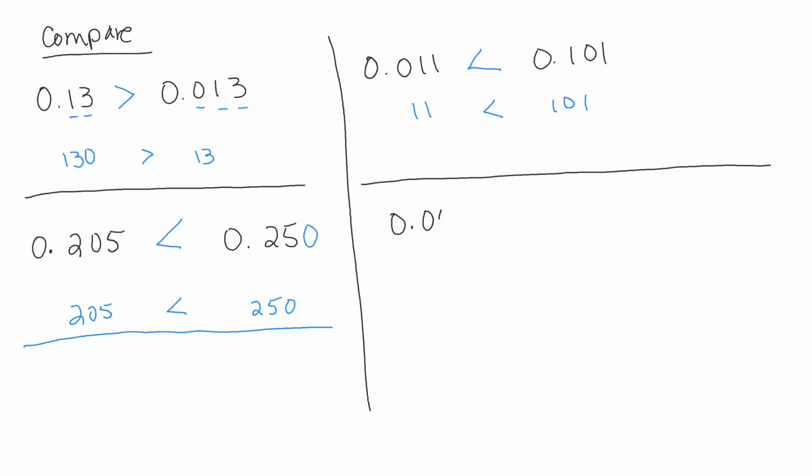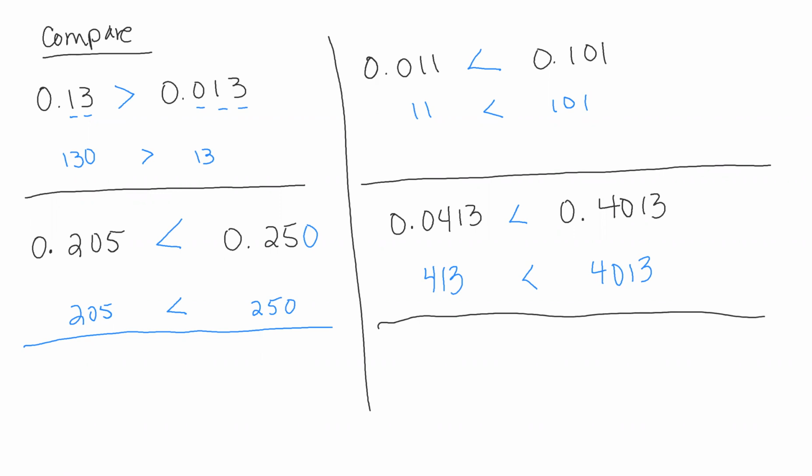What if I have 0.0413 and I wanted to compare that to 0.4013? Okay, again, once you get the gist of this, it's super duper easy to do. Looking at these two numbers, they each have 4 decimal places. Remember, decimal places are just the number of digits after the decimal point. So what I would do is compare them as if they were whole numbers. 413 compared to 4013, which is bigger? 4013 is way bigger. So we would say 0.0413 is definitely less than 0.4013. Let's do one more.